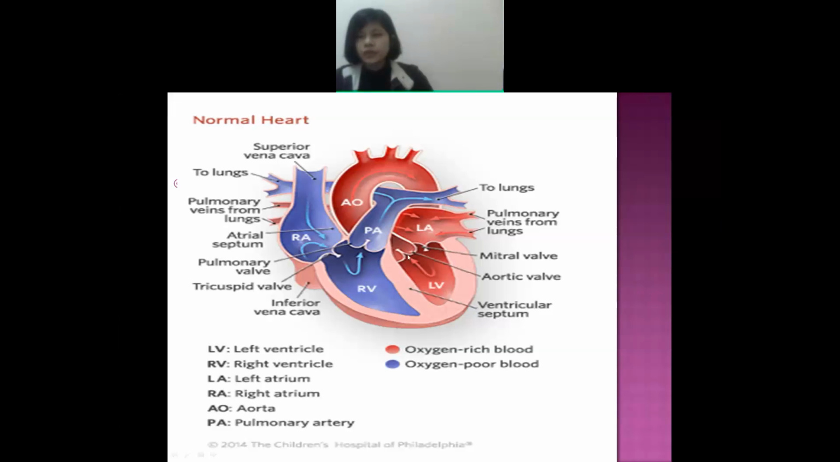Then after going to the left ventricle, again there is a door or a pathway, which is known as the aortic valve. Understand? Aortic valve. So as soon as the aortic valve opens, it will go to the aorta. This is the aorta. Then after going to the aorta, the oxygenated blood will supply the different parts of your body.